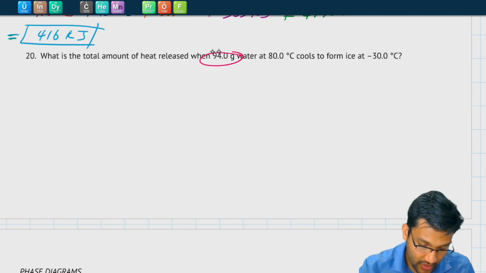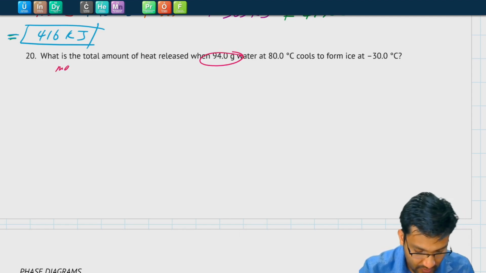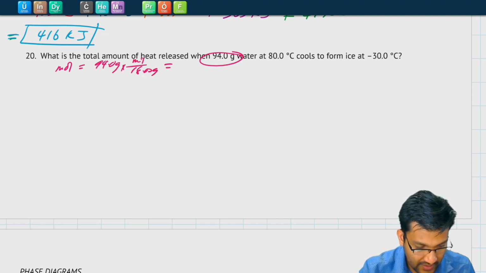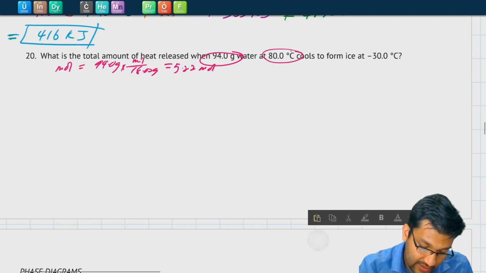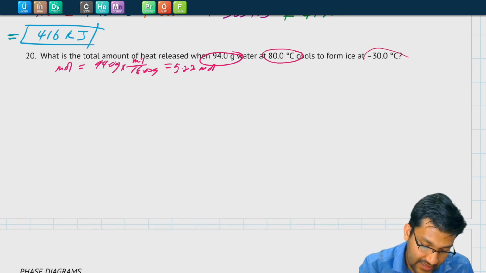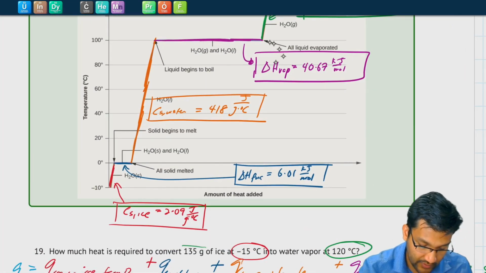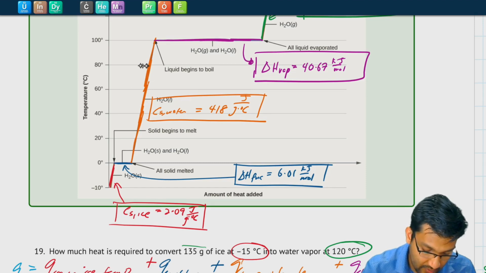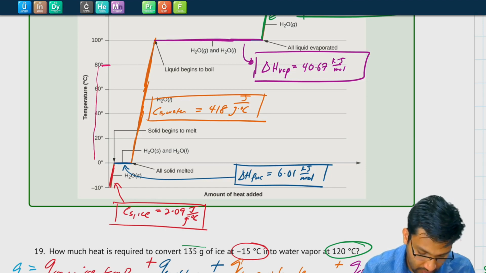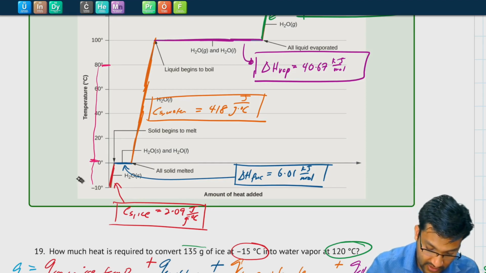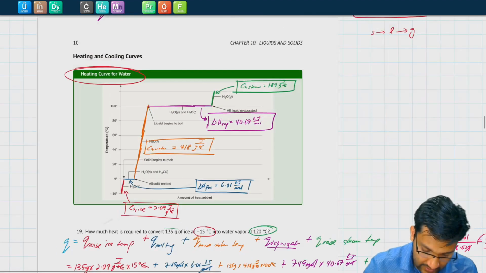Okay, let's look at number 20. We have 94.0 grams of water. Let's just find number of moles right away because we know that we'll need number of moles. We divide it by 18.02 grams per mole, and I believe I end up with 5.22 moles. Okay, we're starting at 80 degrees Celsius and we want to cool it all the way down to ice at minus 30 degrees Celsius. So this is not as complicated, right? We're starting with water, so we don't have to deal with vaporization and steaming. So we start with water somewhere here, we need to cool it down, and then we need to form ice, and then we need to cool the ice down. So there's just 3 steps, right?